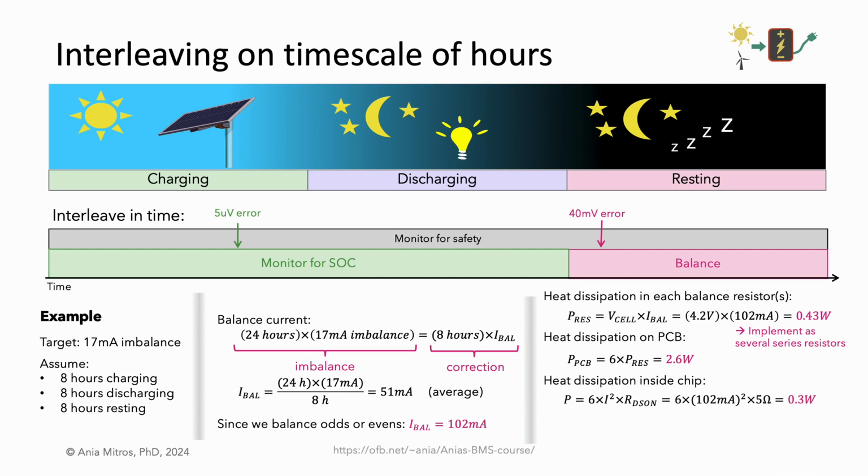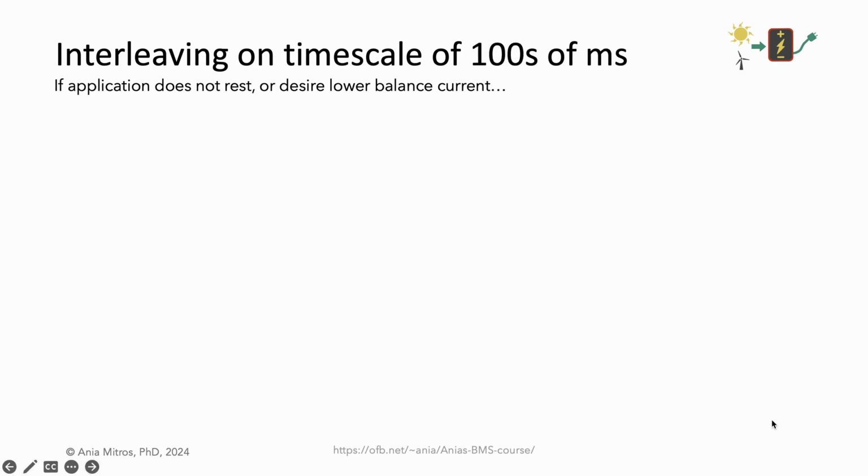The heat dissipation inside the chip is low enough that a chip with an exposed pad will see a relatively small temperature rise relative to the PCB. You could at this point do the analysis to see whether a chip without an exposed pad might suffice. Some applications don't have a regular rest period, or we wish to design for a lower balancing current. In those cases, we can interleave precision voltage measurements and balancing on a smaller time scale.